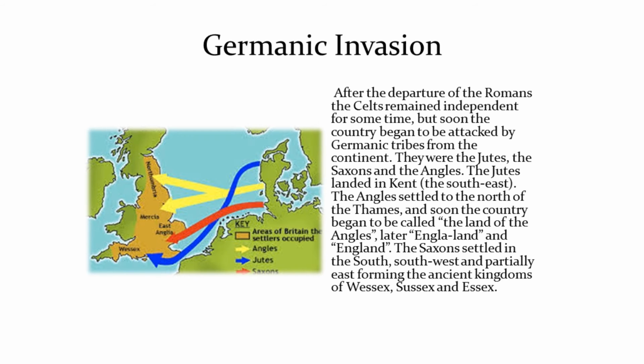The Angles settled to the north of the Thames, and soon the country began to be called the land of the Angles, later Angleland, and consequently England. The Saxons settled in the south, southwest, and partially east, forming the ancient kingdoms of Wessex, Sussex, and Essex.